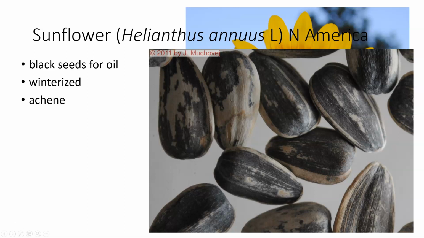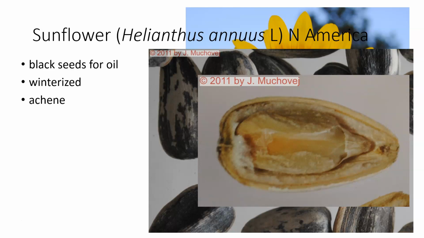The material is winterized to get some of the more saturated fats out. The fruit is an achene. The achene looks like this. If you split it open, you've got the seed on the inside. The seed has a single point of attachment over in this area. That is the part that attaches to the plant. Therefore, we call this an achene.